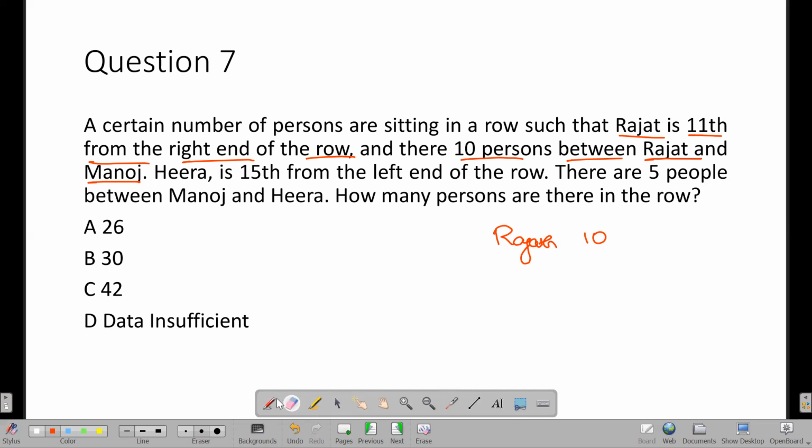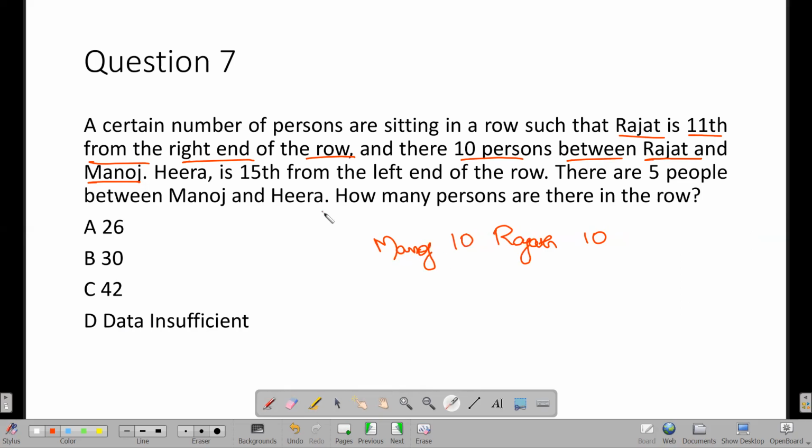Okay, because I cannot consider Manoj here like this. Because if you make it happen like this, then you can see that Rajat will be 12th from the right end. You can see 10 plus 1, 11. So Rajat will be 12th from the right end of the row. That is not possible. Okay, so in this case, definitely for satisfying the condition, you are considering 10 here, 10 people here, and then you are focusing on Manoj.